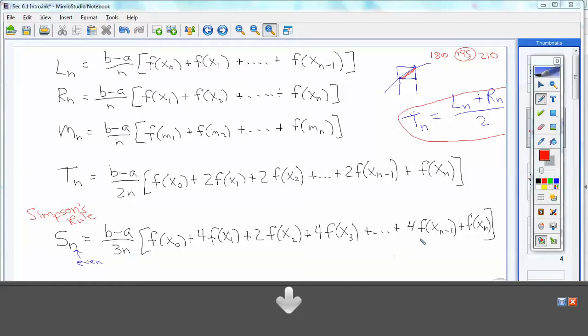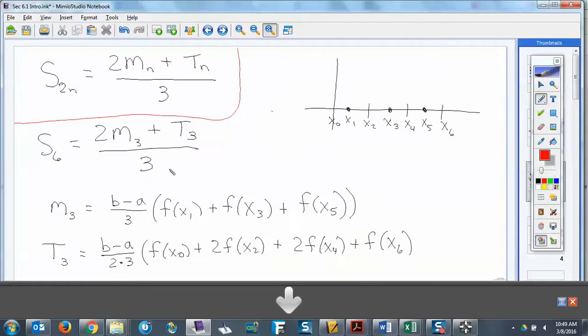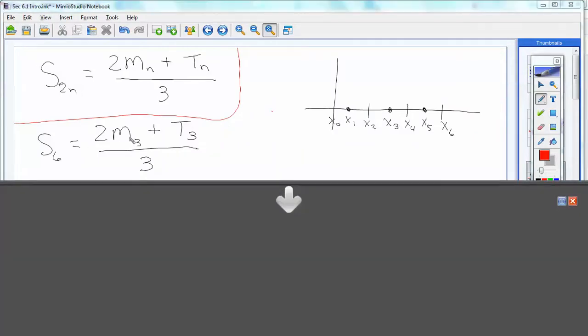If I'm using this formula right here, Simpson has 2 different formulas you can use, just like trapezoid. Trapezoid has this formula, and now we have this formula. So if I'm doing a T6, I want N to be 6. If I'm doing a T6, then I need an L6 plus an R6. But if I'm doing an S6, then I want to do an M3 and a T3 in my weighted average. So jot that down next to that formula you just wrote.